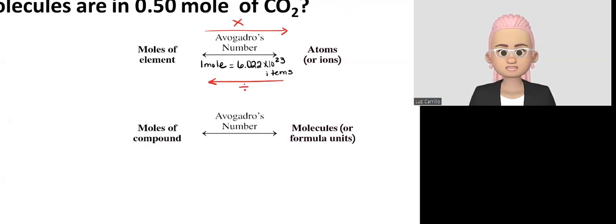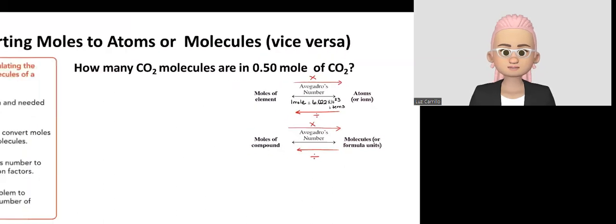The same process would happen if you start with compounds. If you start with moles of a compound and you need to convert to molecules of that compound, understand that you will be multiplying by Avogadro's number, and vice versa. If you start with molecules of a compound and you need moles, understand that you will be dividing by Avogadro's number. Let's do a couple of examples so we can solidify this concept.